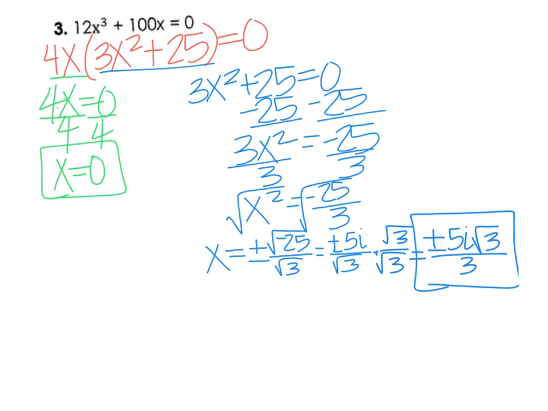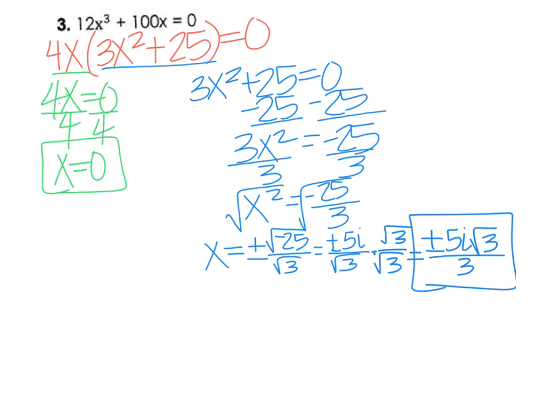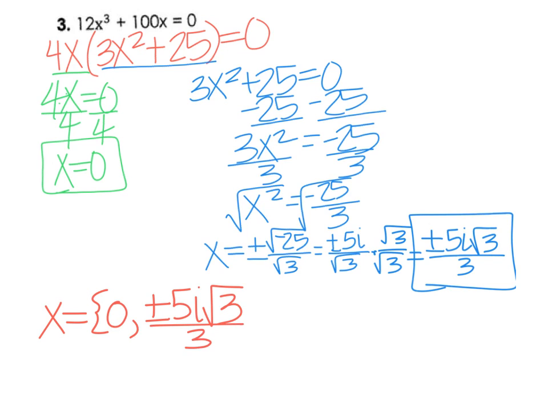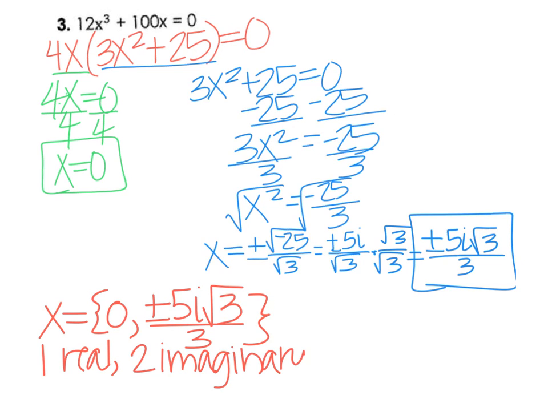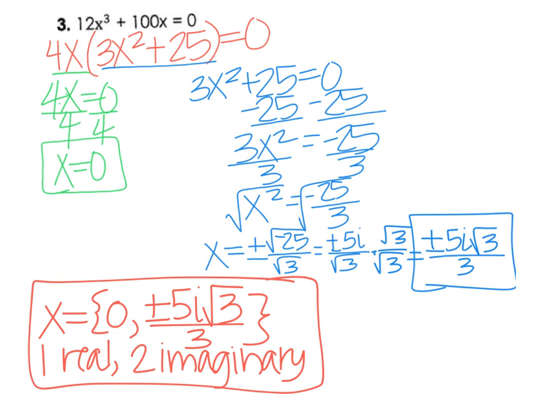So if we were to write our final answer, we would write it as the solution set x equals 0 and plus or minus 5i rad 3 over 3. And here we have one real root, which is 0, and two imaginary or complex roots, because these two solutions right here have an i. And that would be our final answer.